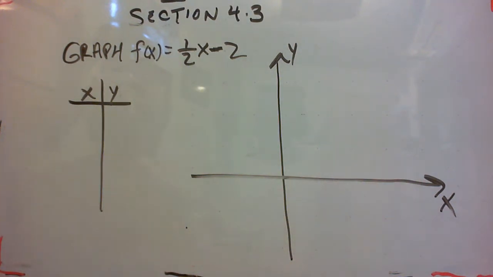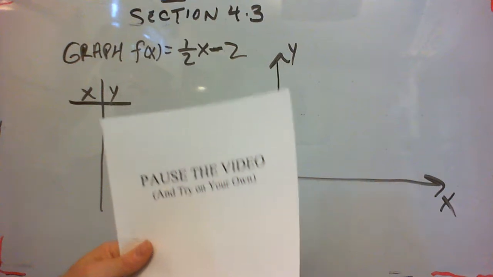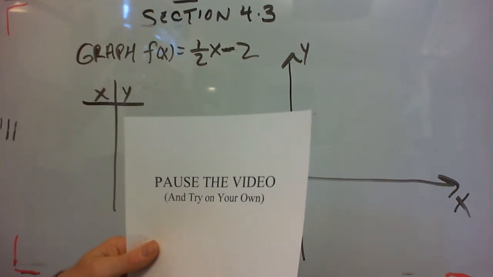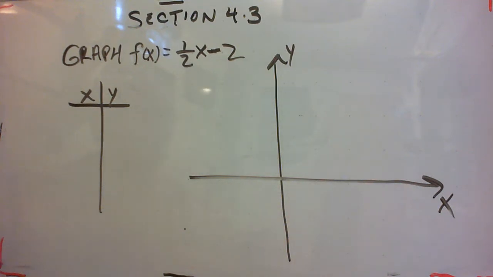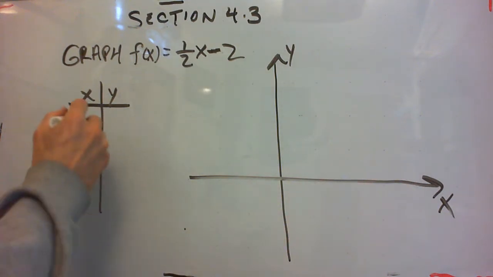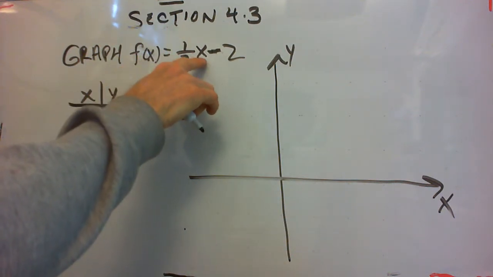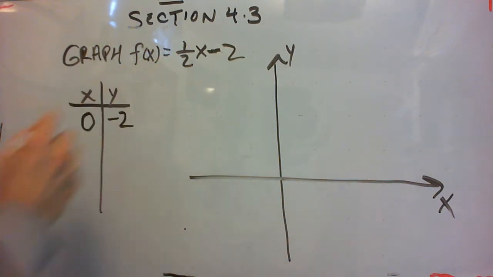Here's another problem you can try on your own. Graph f of x equals 1/2 x minus 2. So pause the tape. Try this on your own. Okay, I'm going to pick some x values. I'm going to pick x equals 0. I like that. 1/2 times 0 minus 2 is negative 2. That's a nice, easy point.